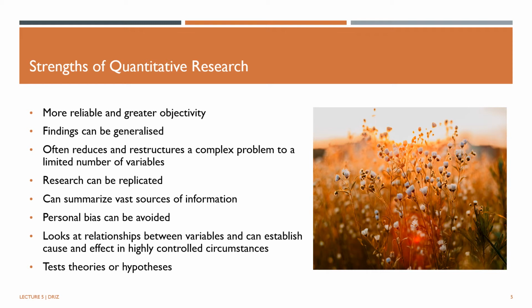Personal biases can also be avoided in quantitative research by keeping a distance from participating subjects and using accepted computational techniques. Quantitative research looks at relationships between variables and can establish cause and effect in highly controlled or uncontrolled circumstances. And last but not least, quantitative research also enables us to test theories or hypotheses.